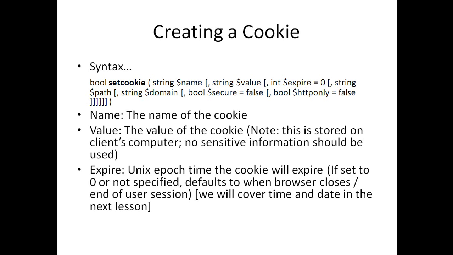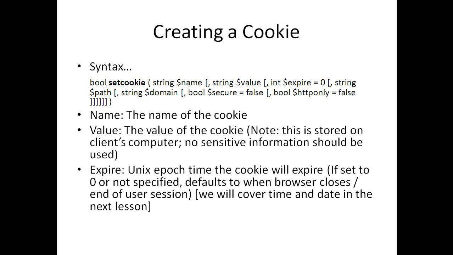So the name we mentioned is the name of the cookie. Value is the value. Think of it as what you're setting the variable equal to, with the name of the cookie essentially being the name of the variable. So here's exactly why you're not putting variables in a cookie, because you're creating the cookie of that variable. Expire: Unix epoch time when the cookie will expire. If it's set to 0 or not specified, it defaults to when the browser closes, which is essentially the end of the user session.